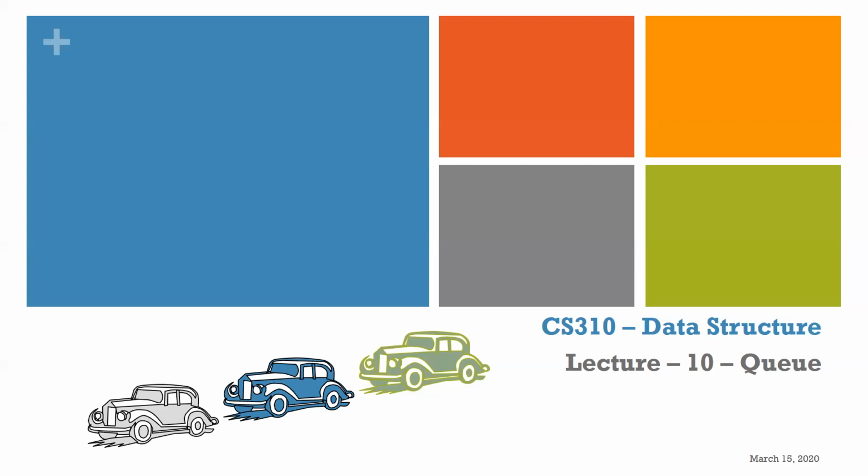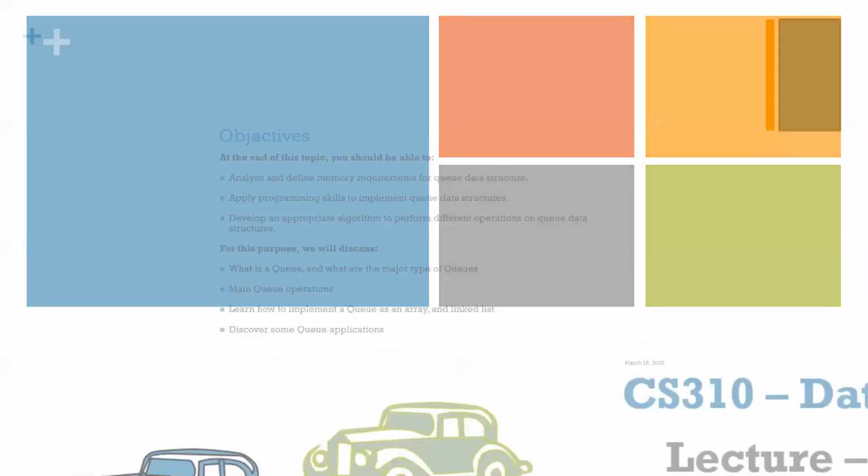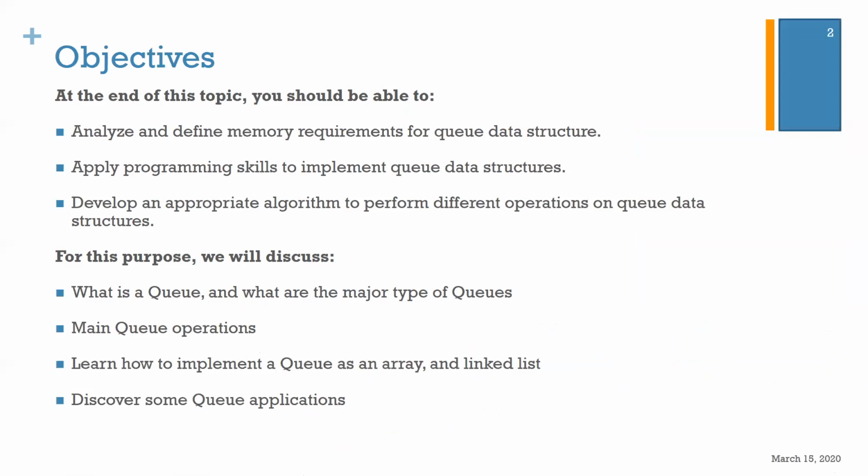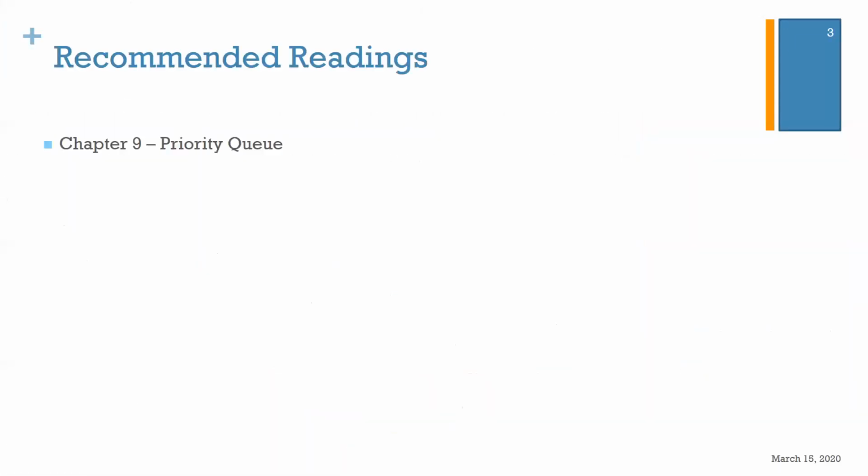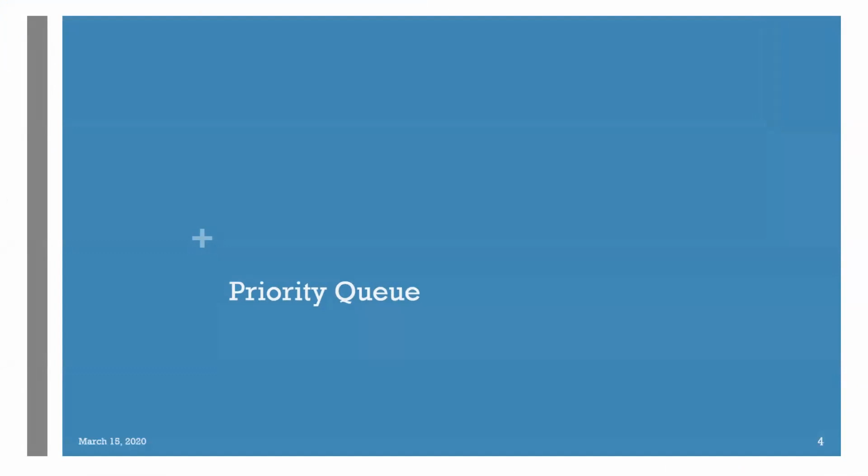Today, inshallah, we're going through the priority queue. The objectives of this lecture: analyze and define the memory requirement for the queue data structure, the same as in the previous two lectures, and discover some queue priorities and how to implement them. Priority queue is recommended in chapter 9.